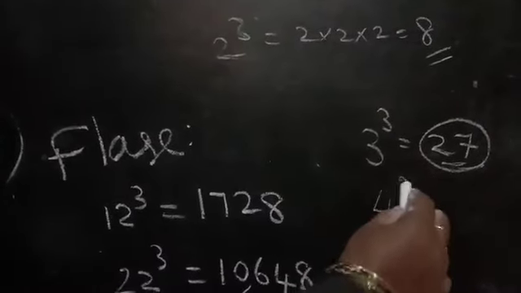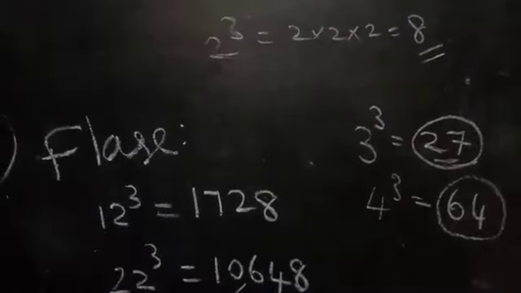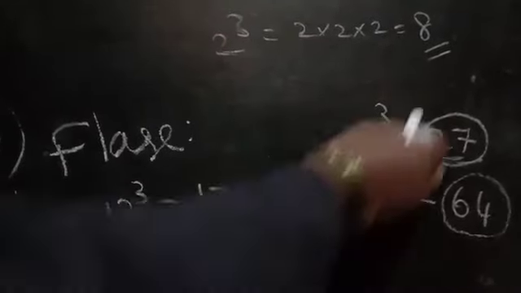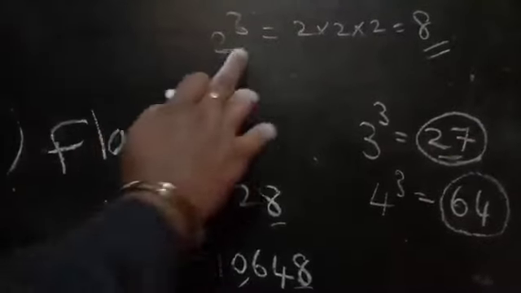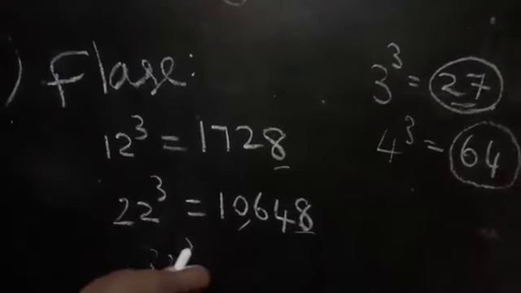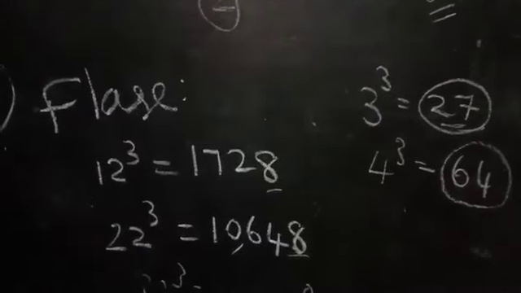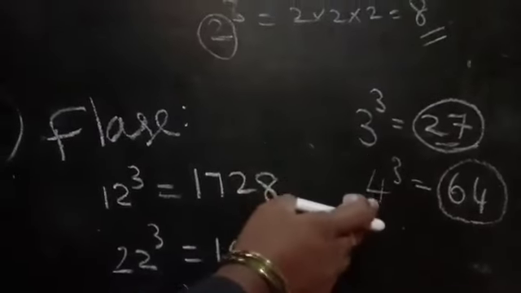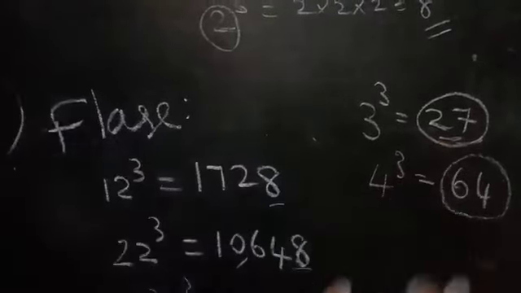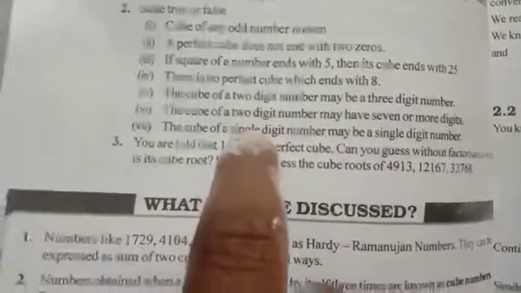Suppose 4 cube you take, 4 4s are 16, 16 4s are 64. So this number also is a perfect cube. So all numbers will not end with 8, which means the statement is false, because only 2, 12, 22, 32 cube, like these numbers will end with 8. Other numbers will end with some other digit. Even numbers will give even cubes, odd numbers will give odd cubes. The next sum, try as homework.